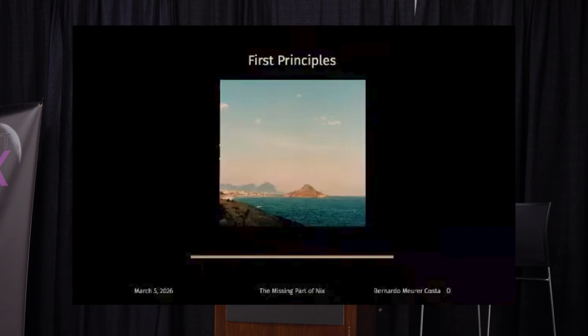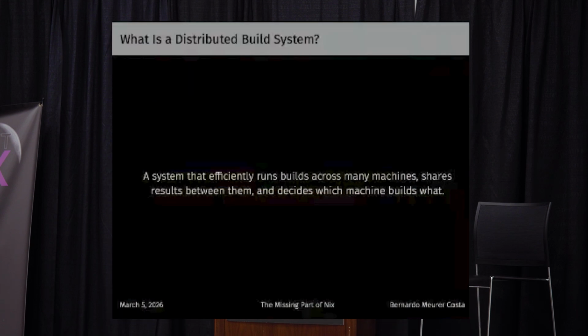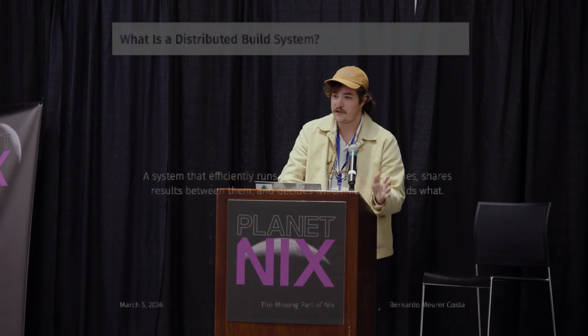So I want to start just talking a little bit about what this even is. What is a distributed build system? It's a system that efficiently runs builds across many machines, sharing the results between them and deciding which machine builds what. This sounds pretty simple at first, but these properties are actually really hard to do correctly.